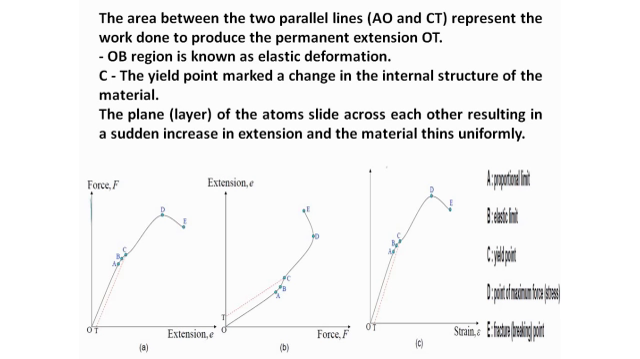If we pull an iron thread or iron rod like this, immediately after reaching the point C, the atoms of the metal slide over each other, resulting in a sudden increase in the extension. You see, there is a sudden increase in the extension, and the material thins uniformly.